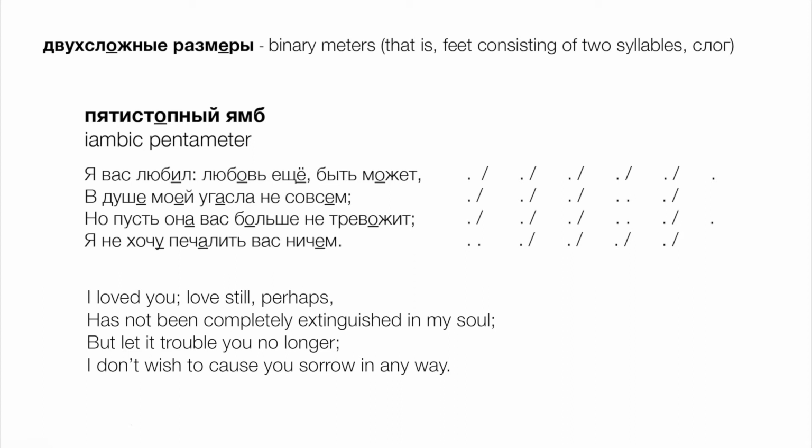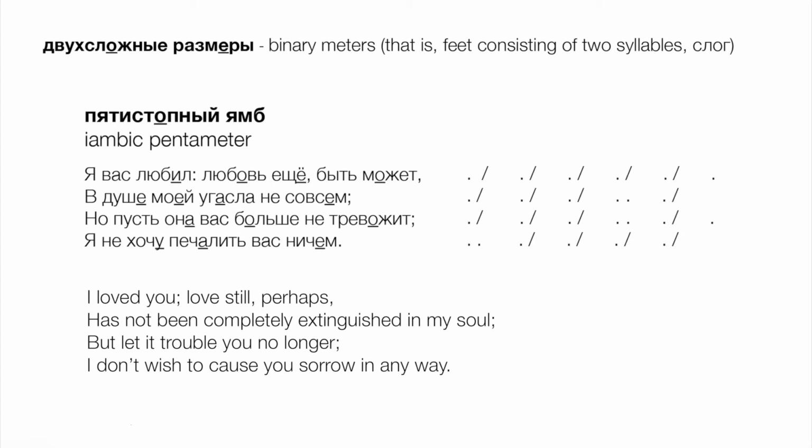Another famous poem from Pushkin. Я вас любил, любовь еще, быть может, в душе моей угасла не совсем. Но пусть она вас больше не тревожит. Я не хочу печалить вас ничем. Okay, let's look at the first line carefully. Я вас любил, любовь еще быть может. Now again, я вас любил. We have two opening pronouns. Maybe some question, but we could say that neither of those gets stressed. Я вас любил.